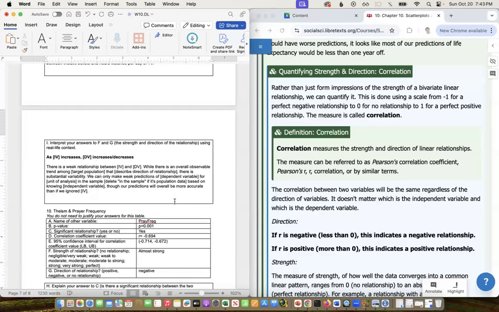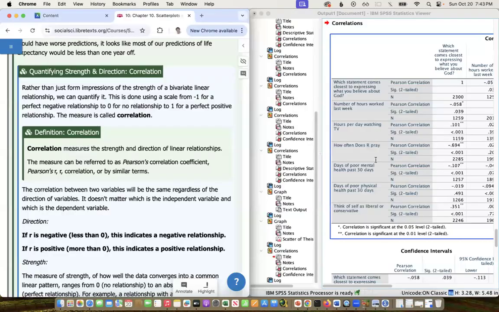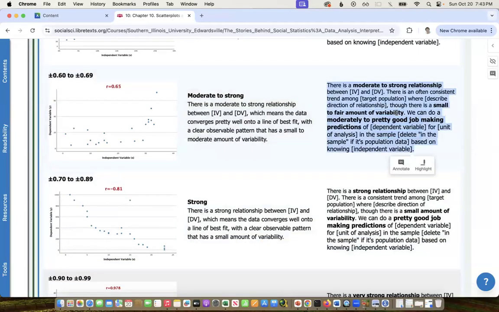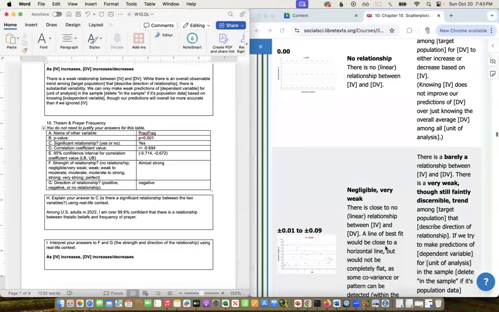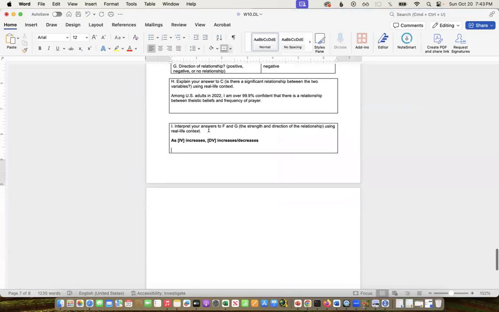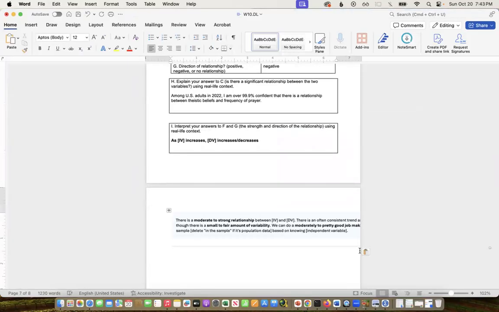And then this one was moderate to strong. I'm going to use this one. It's almost strong, but it's not quite there. And this has a wide range, 0.7 to like 0.89. It's much closer to 0.7. Okay, so I'm just going to use that one.